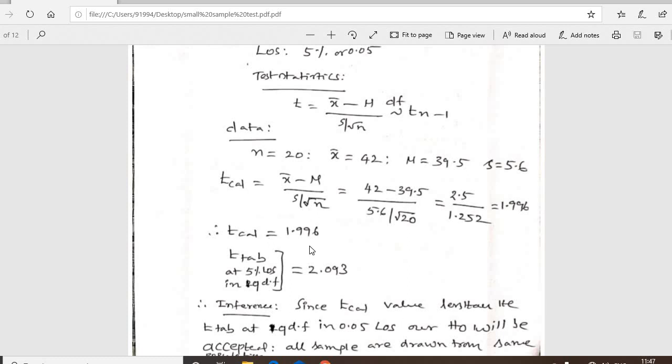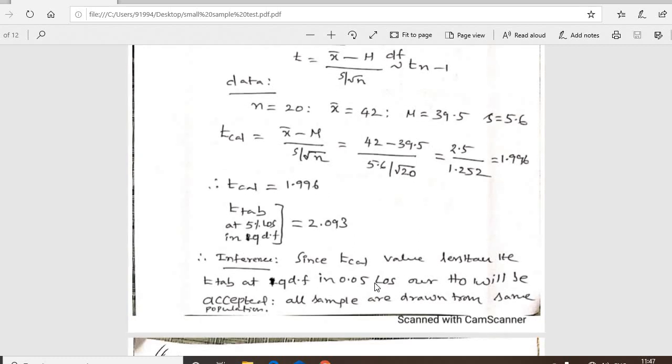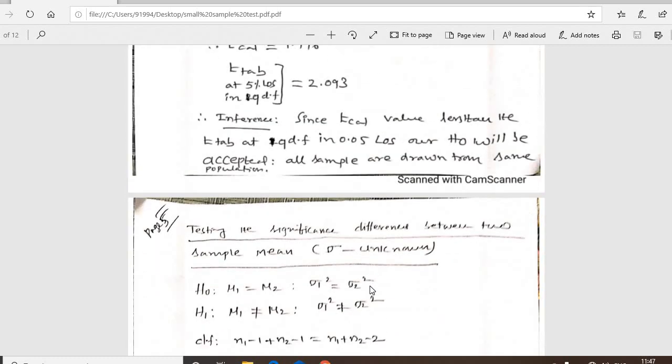This is our calculated t value, comparing with the table value. Observing here also, the table value is very high. Here the calculated t value is less than the table value, so we accept our null hypothesis. So this is for example 2.